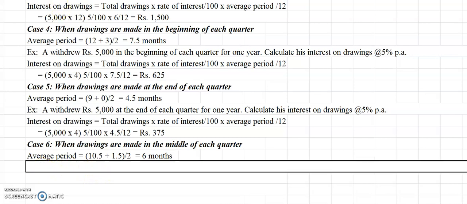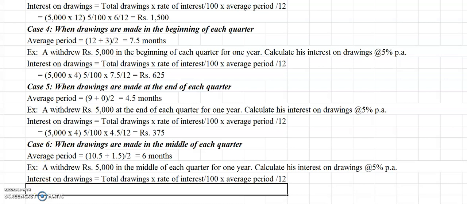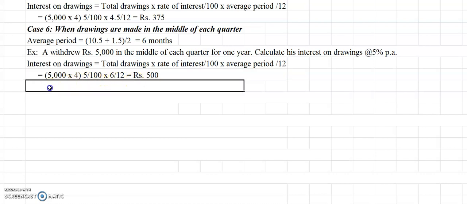Now we are writing the explanation for this example, then giving the equation, substituting the equation. See, 5,000 into 4 into 5 by 100 into 6 by 12, that is 500.